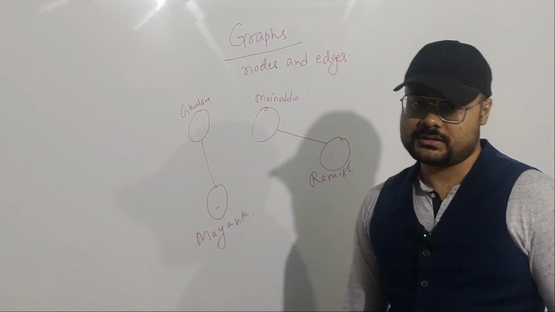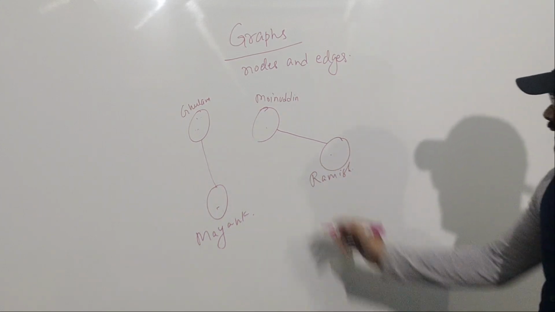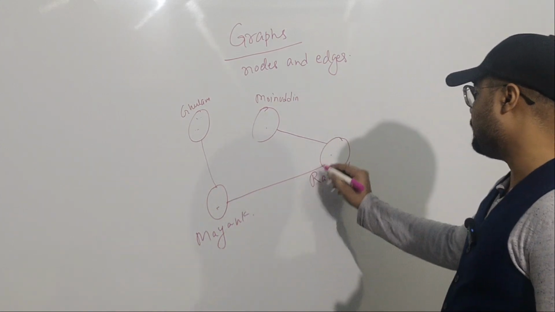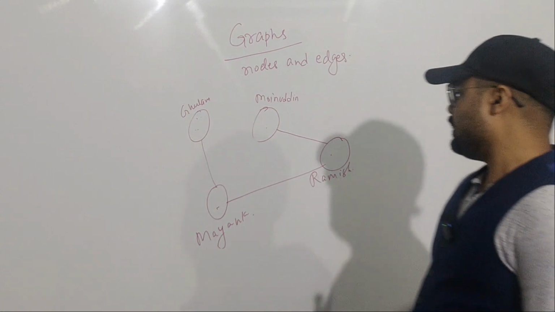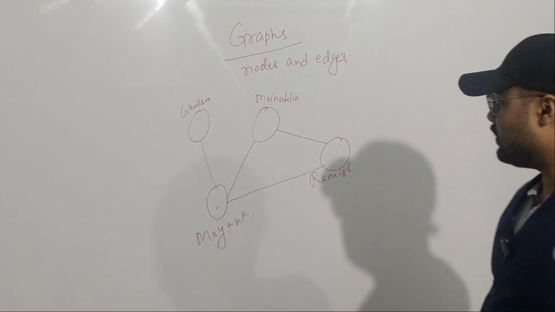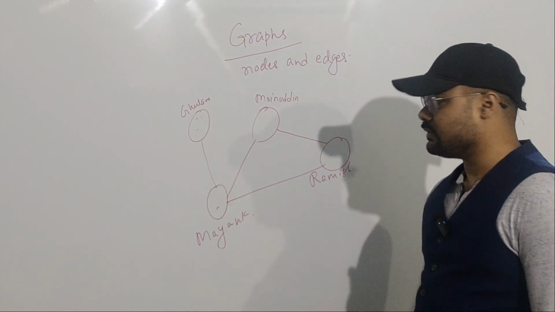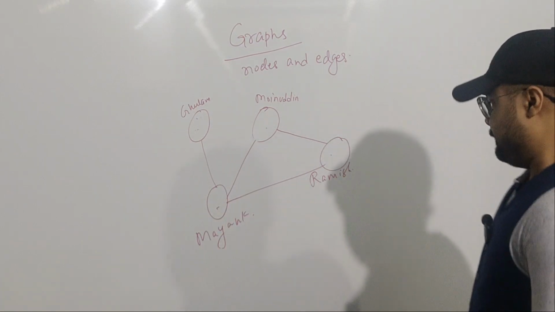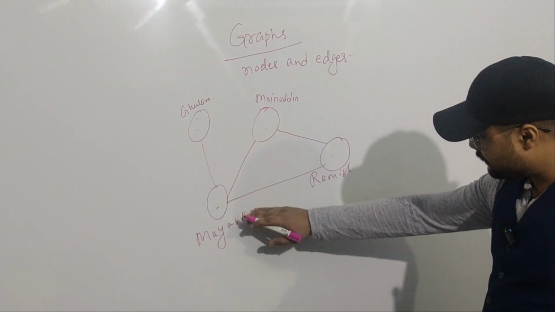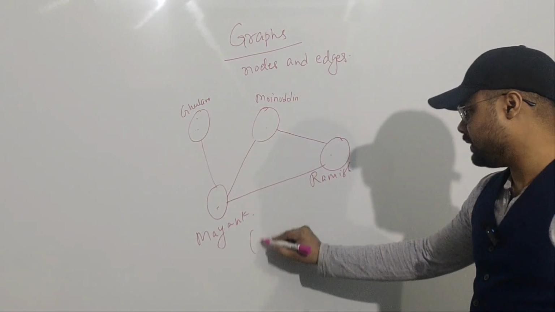This is the case of an undirected graph. Maybe Mayank and Ramesh are also friends, and maybe Moinuddin and Mayank are also friends. But Gulam only has one friend, which is Mayank. So this is one graph, and this is an undirected graph.